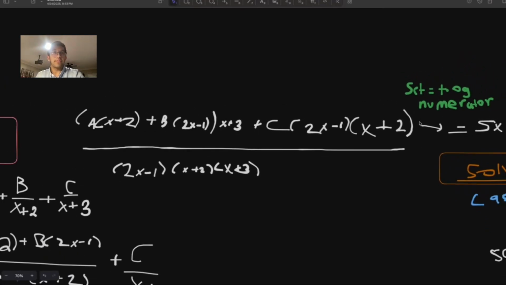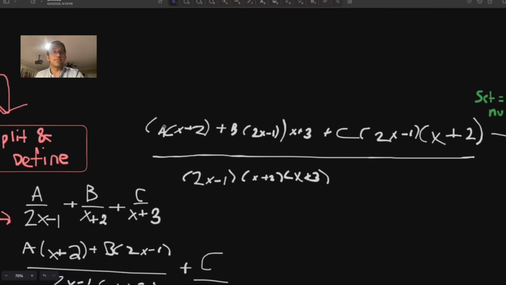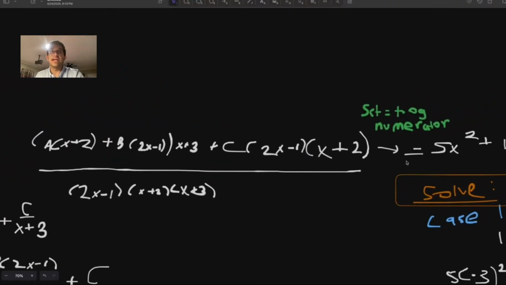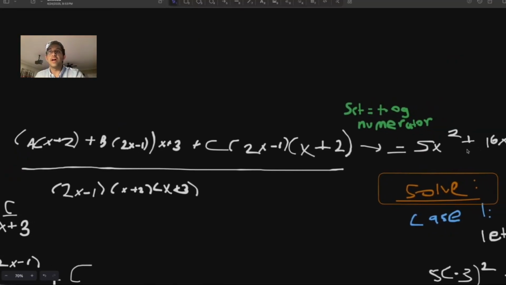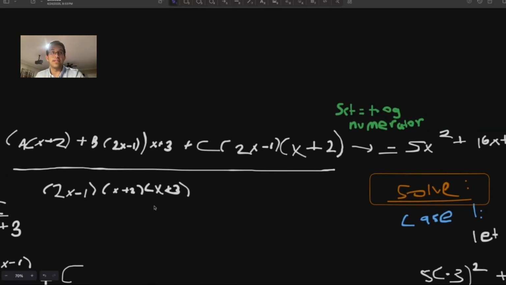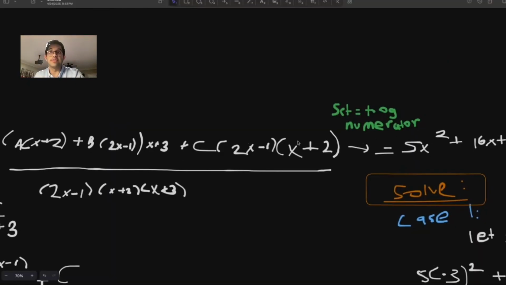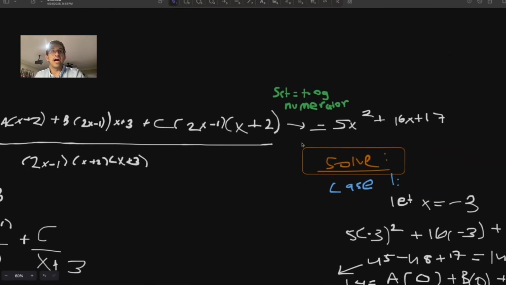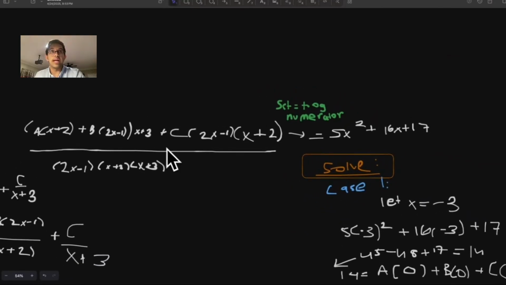Okay, so now we're going to get back that 5x squared plus 16x plus 17 that we had earlier, and we're going to set it equal to the numerator, because this 5x squared plus 16x plus 17 already was divided by (2x minus 1) times (x plus 2) times (x plus 3). So it doesn't matter there. We'll just set the numerators equal to each other. So first, we want to isolate one of the three at a time.